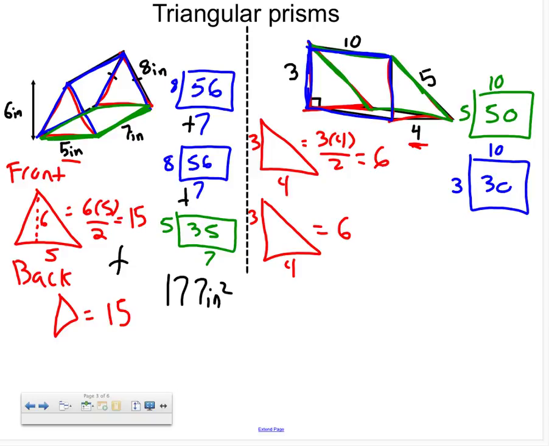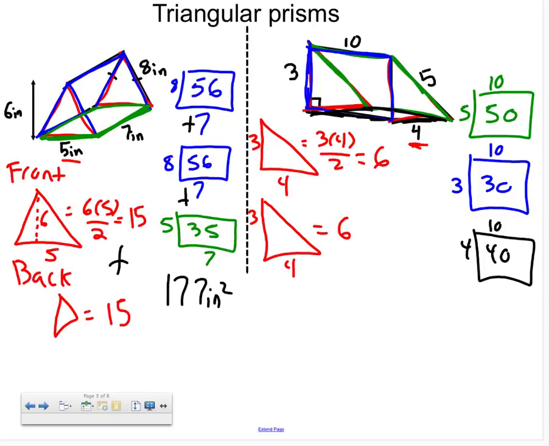And then lastly, we need the bottom rectangle. And the bottom rectangle looks to be about 10 by 4. A little bit hard to see there because it is on bottom, but it is a 10 by 4 rectangle. So 10 by 4, which gives me an area of 40.